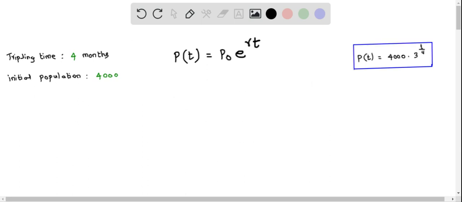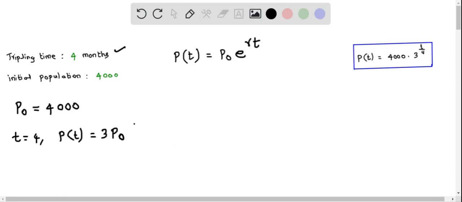We now write the equivalent exponential model of the form P of t equals P naught e raised to the power of rt. So here we know that P naught, which represents the initial population, is 4,000, and we are going to use the information that the tripling time is 4 months. That is, when t equals 4, the population gets tripled. That is, we can say that P of t equals 3 times P naught.